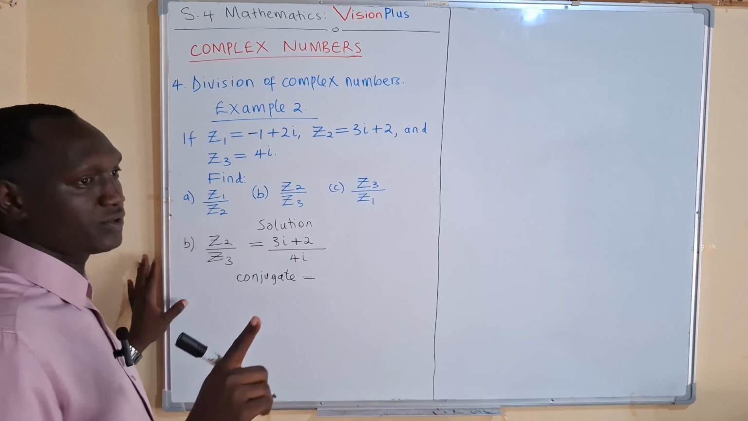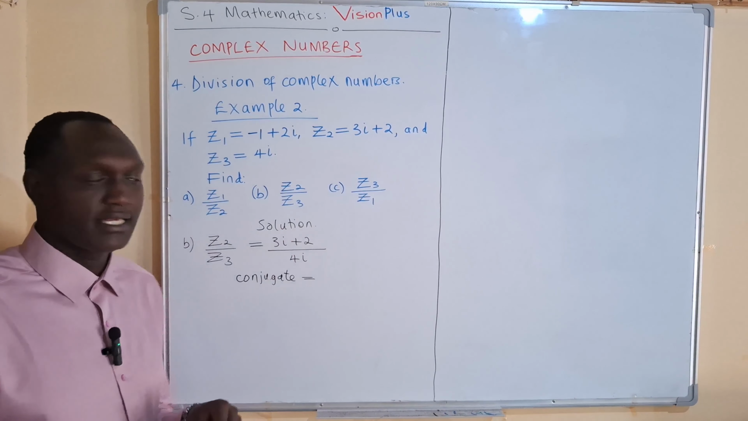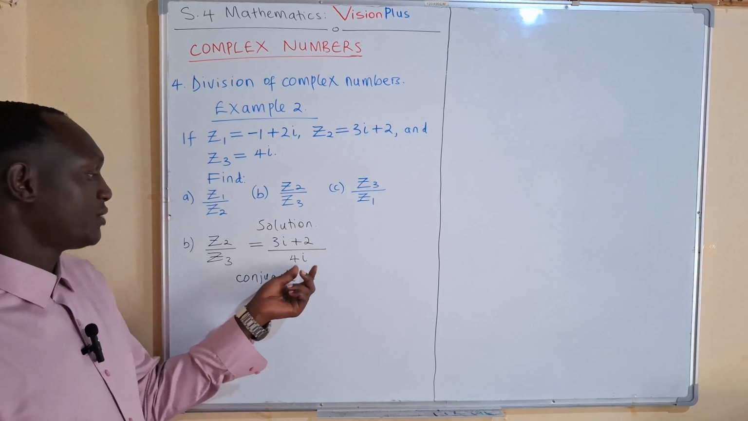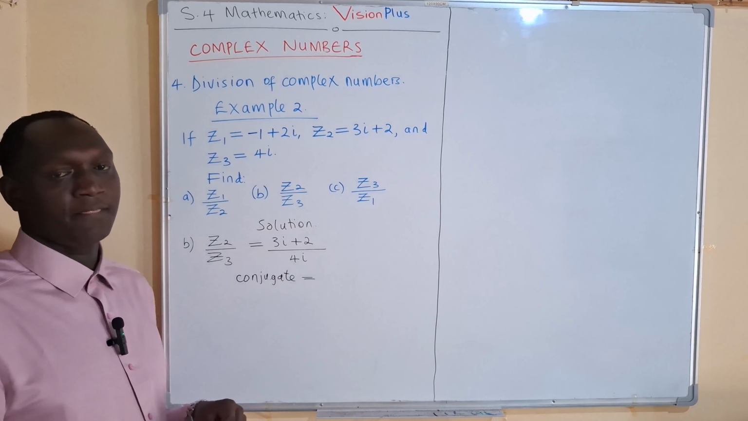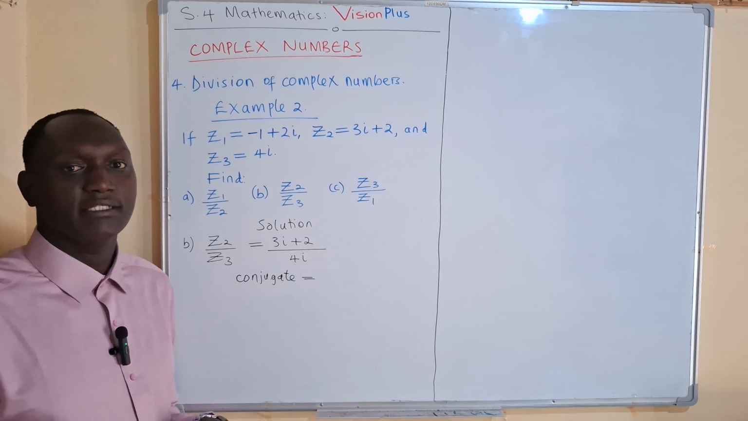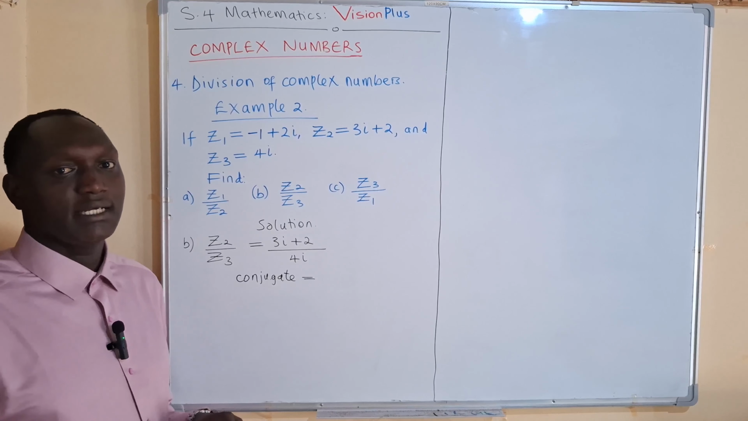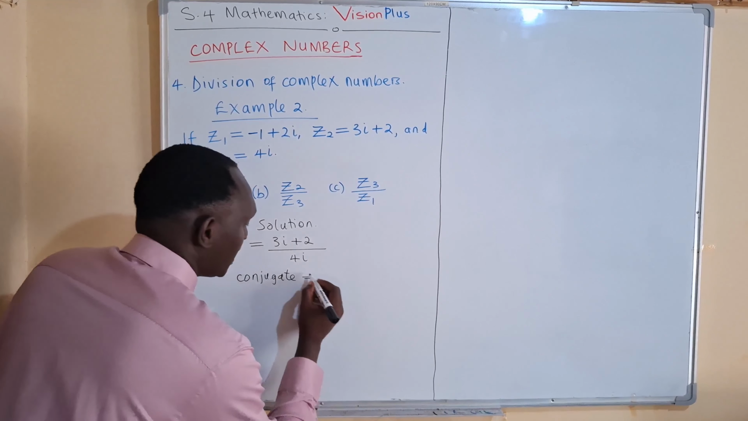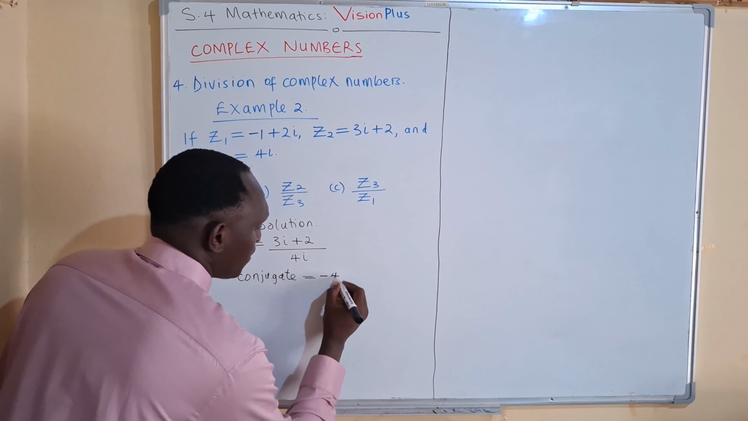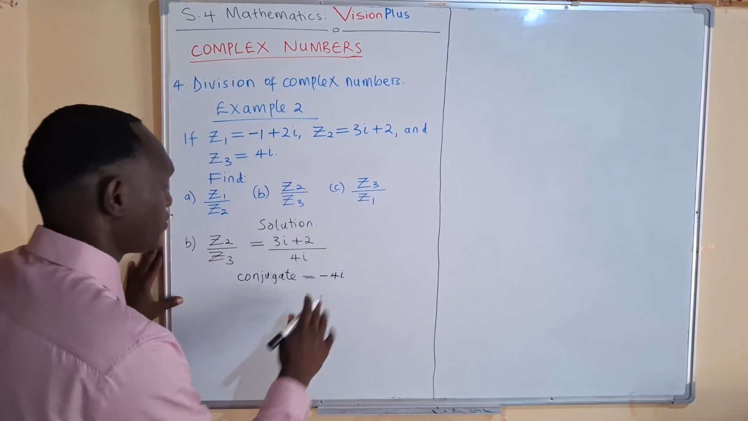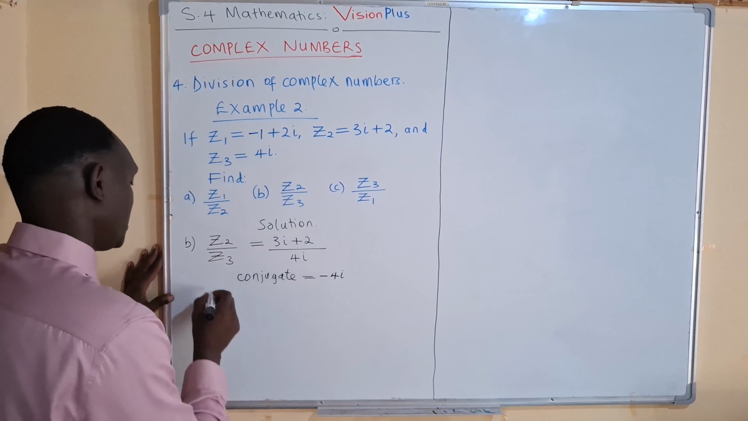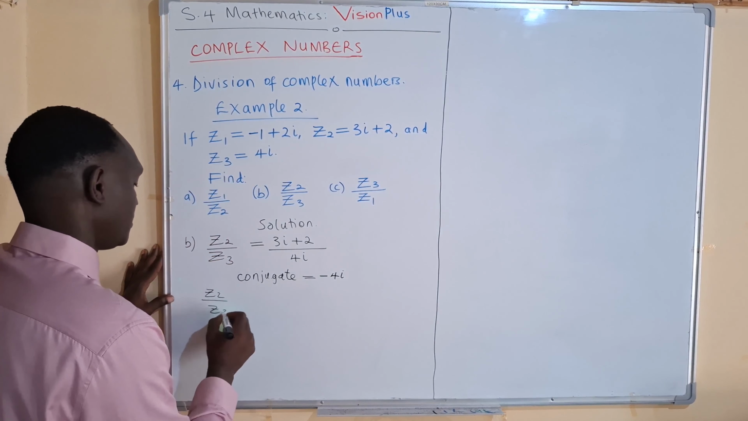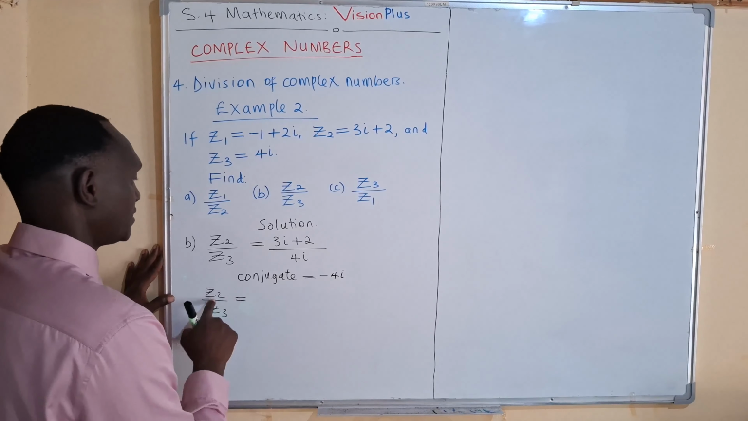Remember, when we're getting the conjugate, we simply need to change the sign before the imaginary part of the complex number. And as you can see, Z3 is 4i. It means the real part is 0. In other words, it does not have the real part. So this means we need to make it negative 4i.